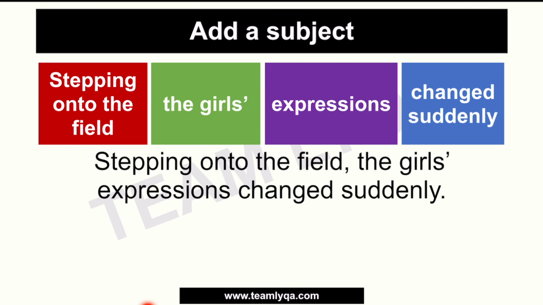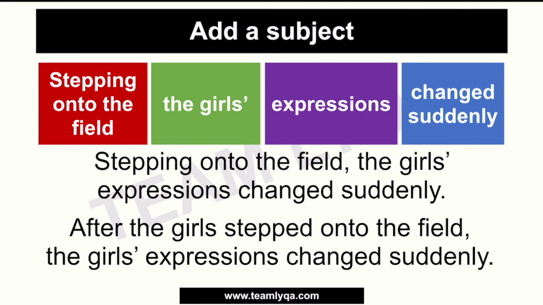Kung isang babae lang yung pumunta sa field, ang mangyayari yung apostrophe should be right here. Pero dahil marami sila, again, doon sa picture kanina, it has to be the girls' expressions changed suddenly. And as you can see right here, yung stepping onto the field, yung action na ito or yung phrase na ito, nakakabit naman doon sa girls. So, malapit na siya doon. Okay? So, we're good with this sentence. Now, another option would be to say it like this.